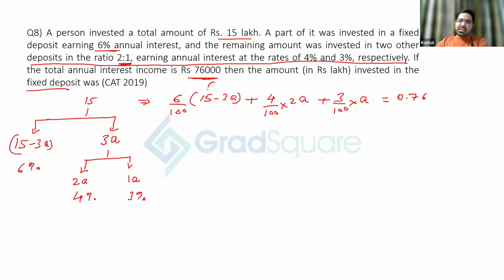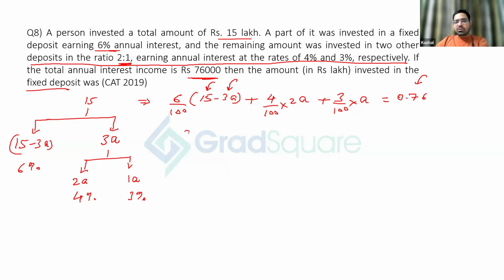Why? Because this 15, when you have taken in lakhs, this 3A is also in lakhs. The entire interest is coming in terms of lakhs. How will you make it equal to 76,000? Making it equal to 76,000 means it is 76,000 lakhs. If you understand what I am talking about, right? So that is what the equation will presume. So be very careful with such mistakes and don't mess it up on the paper.